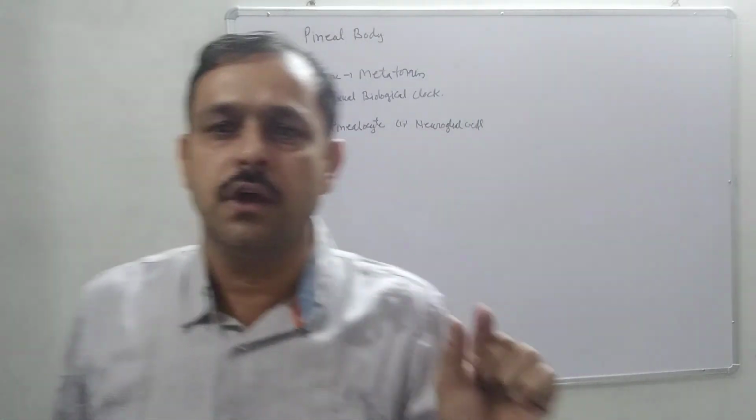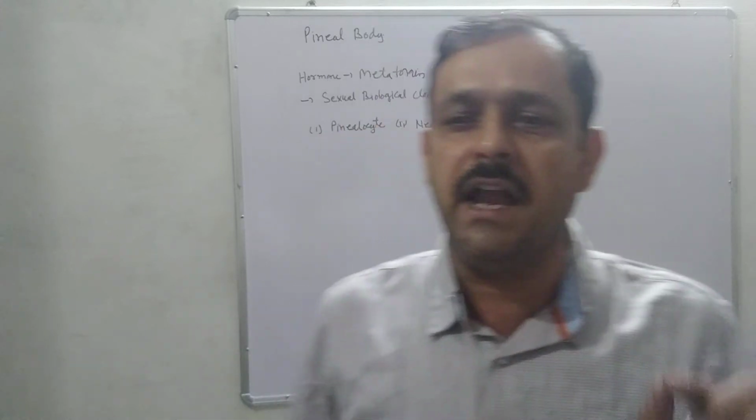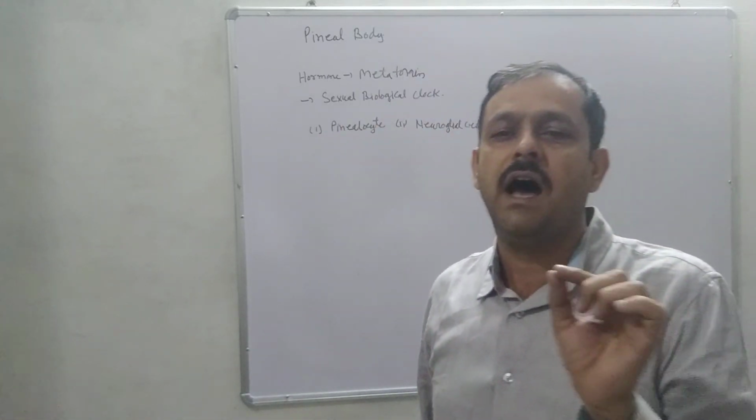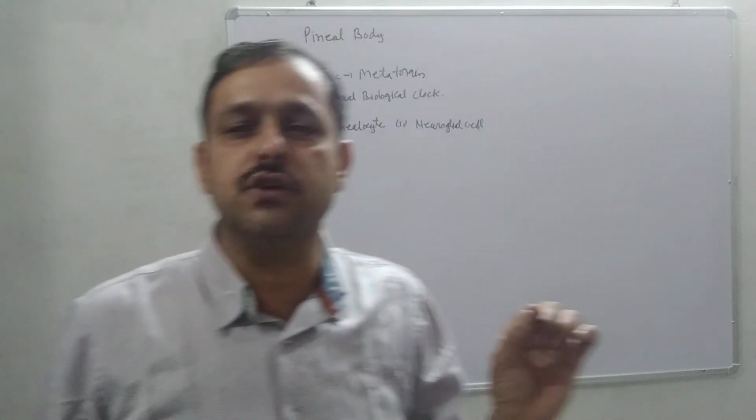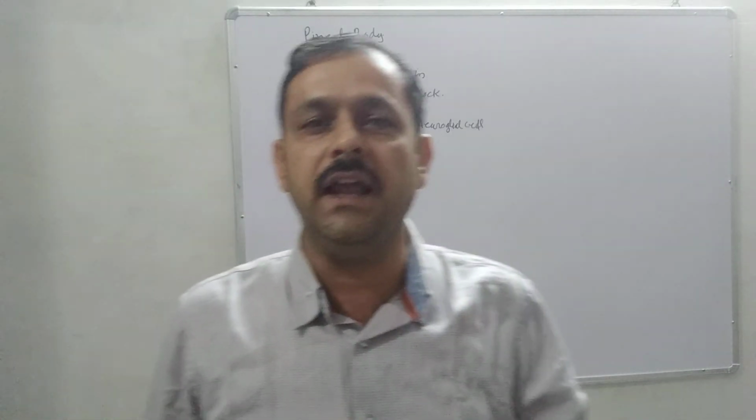Blind children of humans attain puberty before time, and children who live in a high sunlight area also attain puberty soon. It is due to less secretion of melatonin.